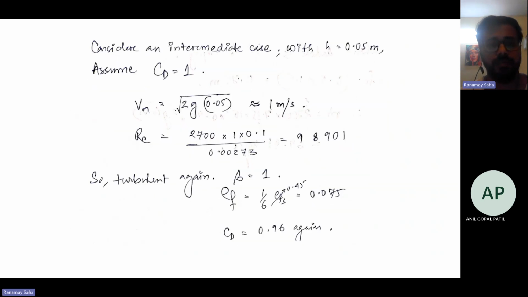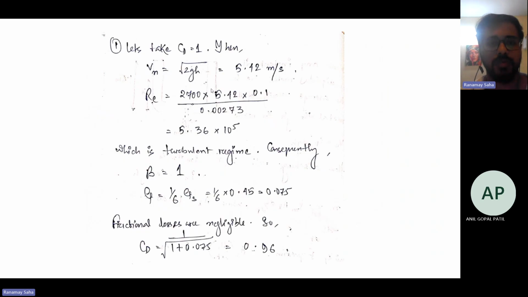So the catch here is to check how the CD is varying. Just consider CD here to cross-check if the CD value is in the turbulent regime, if at all there are frictional losses. So we found out that the Re value is in the range of 10 to the power 5. We found the coefficients related to the flow in the case of the turbulent regime, and then we found that the frictional losses are negligible. So CD was again close to 1.